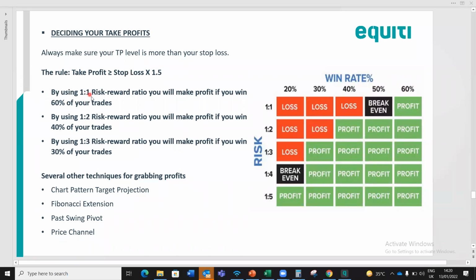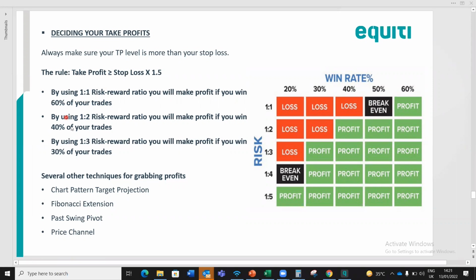By using a 1:1 risk reward ratio, you will make profit if you win 60% of your trades. All right. So the question now boils down to your technical strategy. Do you have a technical strategy that gives you over 60% success rate? It simply means over 6 times, or 60% of the times you take a trade, you win. All right. You need to consider that.